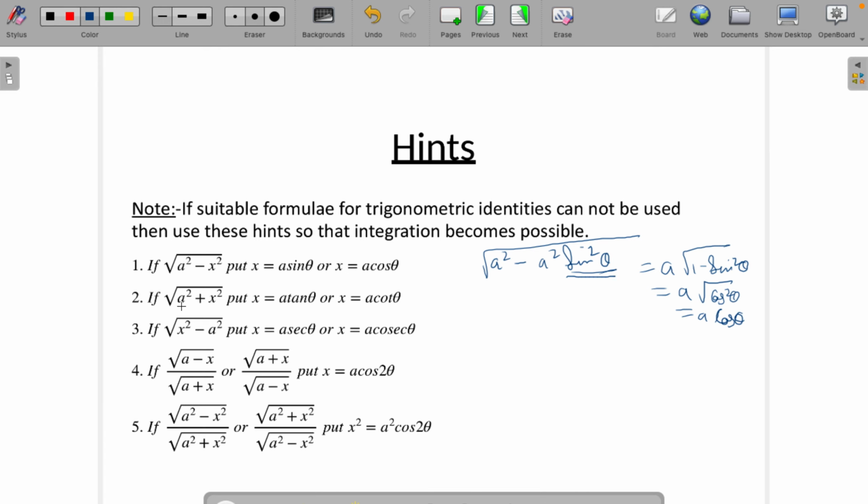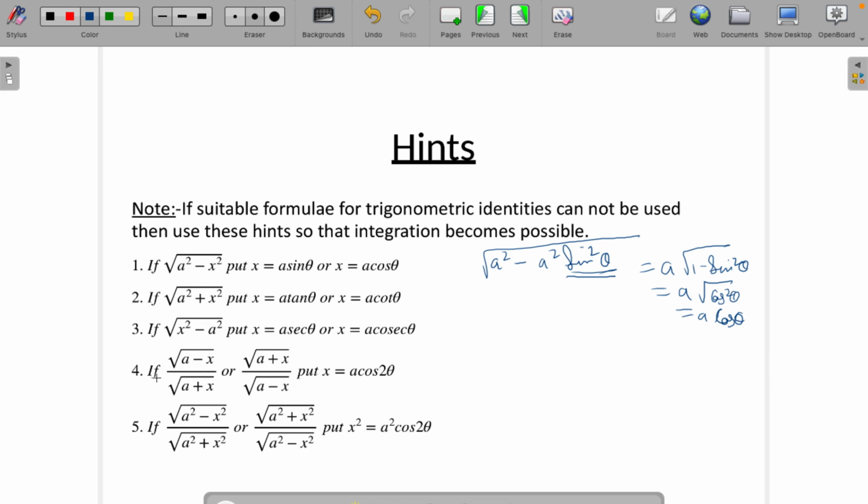And since it is under root of a square plus x square, why do we put tan and cot? Because we know that 1 plus tan square theta is sec square theta, and 1 plus cot square theta is cosec square theta. Similarly, when under root of x square minus a square is present, we put x as a sec theta or a cosec theta. Again, why? Because sec square theta minus 1 is tan square theta, and cosec square theta minus 1 is cot square theta. So that is how these three hints are derived.